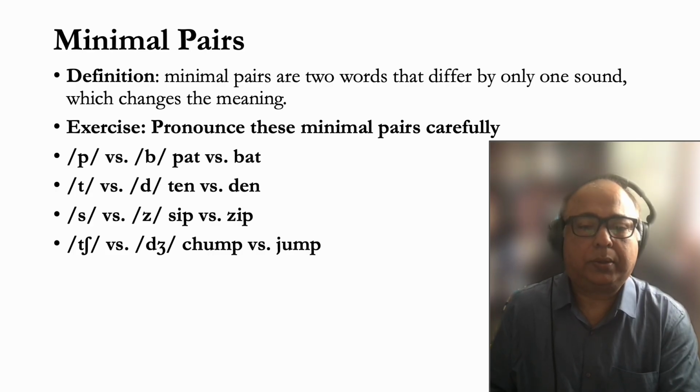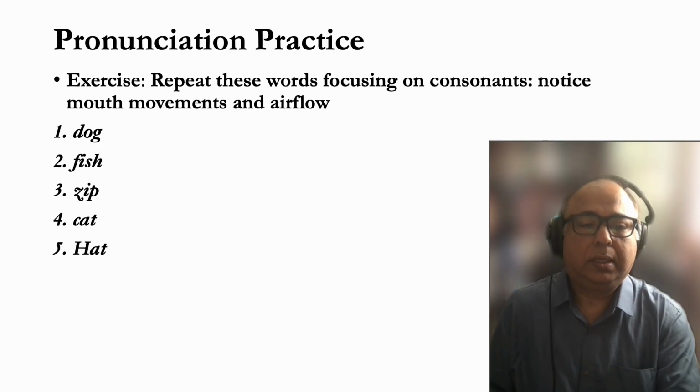So these are called minimal pairs. And it's important for you to pronounce the consonants clearly, because if you mispronounce, if you're trying to say jump and you say chump, the listener will be confused, because chump is a different word. It means something different than jump. Okay? Moving on. Here's another exercise for you. Repeat these words, focusing on the consonants, and notice mouth movements and airflow. So I will not pronounce these words for you. I need you to pronounce them. Okay? Practice. You need to practice English pronunciation.